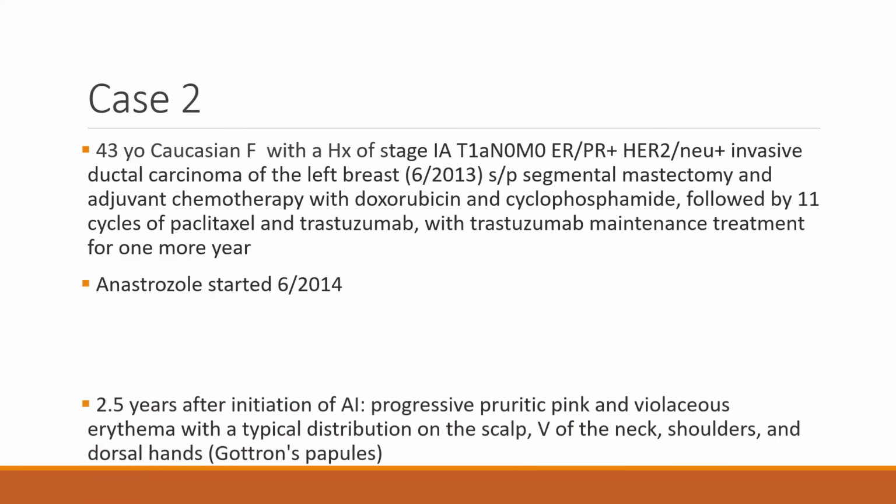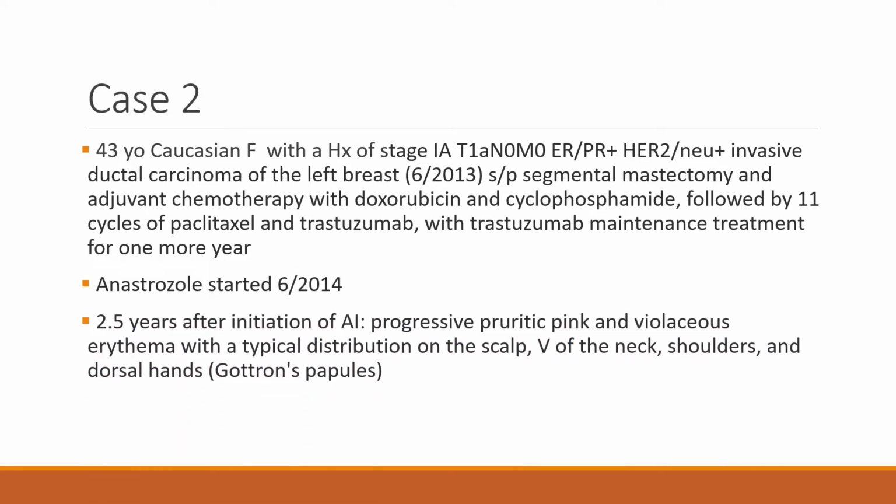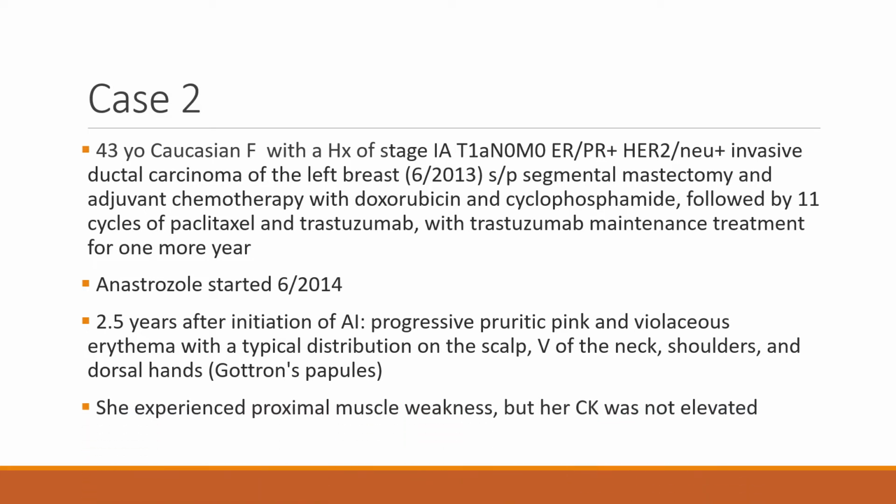Anastrozole was started in June of 2014. 2.5 years after she was initiated on aromatase inhibitor therapy, she developed a progressive pruritic pink and violaceous erythema with a typical distribution on the scalp, V of the neck, shoulders, and dorsal hands. And on the dorsal hands, her rash was consistent with Gottron's papules. She experienced proximal muscle weakness, but her CK was not elevated.